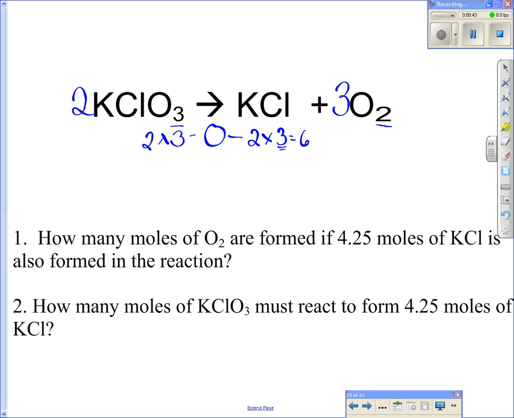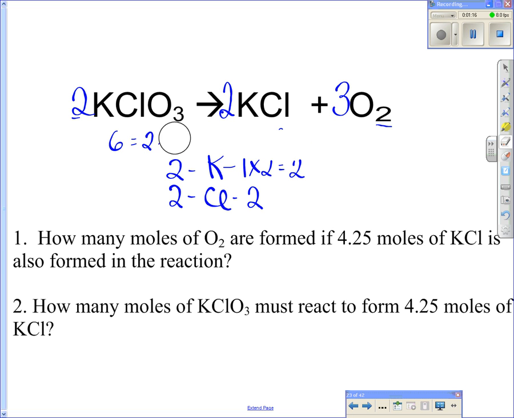Well, then I can easily see that my K's have 2 on this side, so 2 times 1. But I only have 1 on the product side. So I know I have to multiply that by 2, and that will give me 2. And then I'm going to check my Cl's. I have 2 times 1, so I have 2 Cl's, so everything matches. I have 6 O's, 2 K's, 2 Cl's, so we're good.